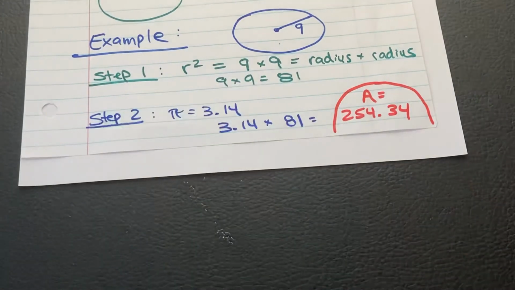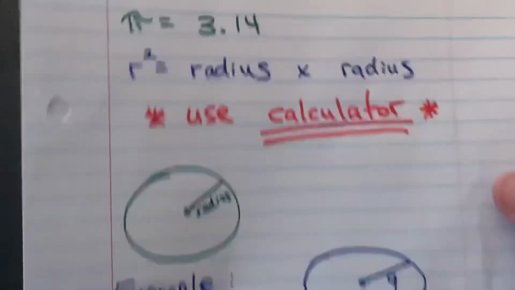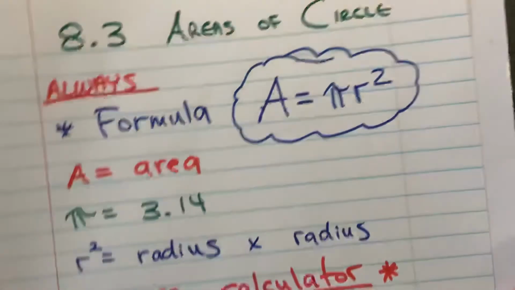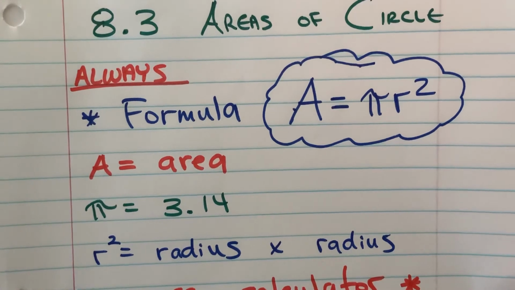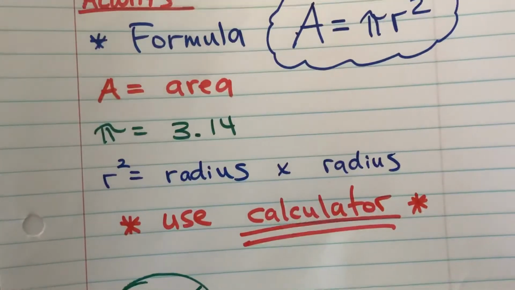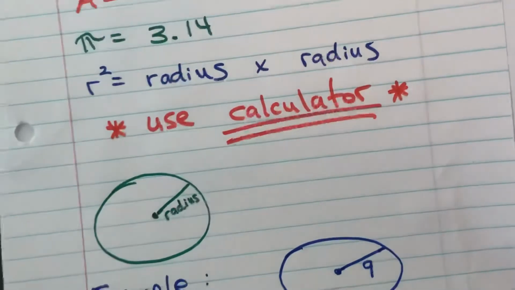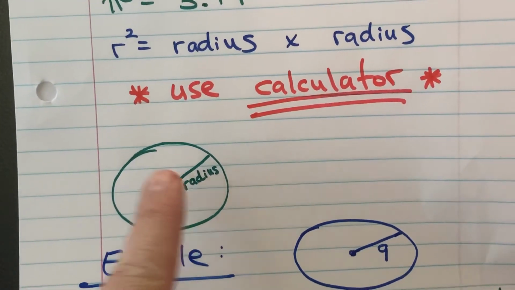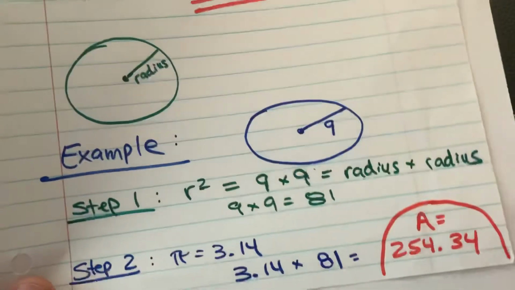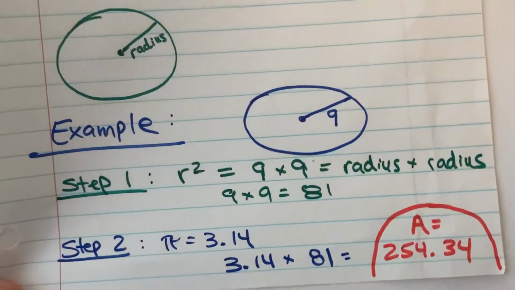Let's summarize and then end the video. You're always going to use this formula. It tells you what the A is, what the pi is, what the R is. Use a calculator. Radius is from the center to an edge. If you forgot, it's halfway across. In your work, it's going to give you the R, the radius.